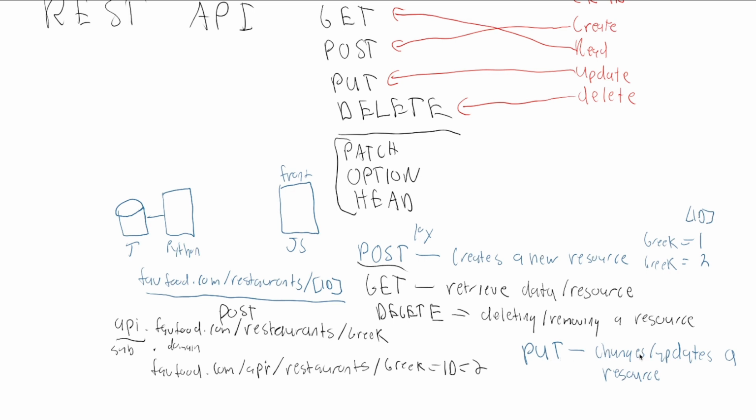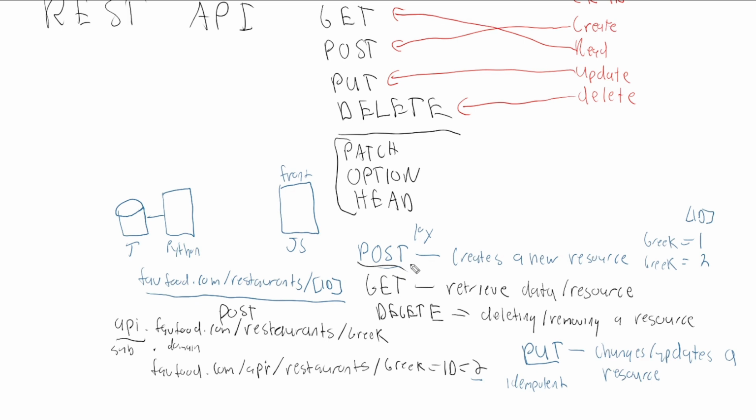But with put, it doesn't actually create new resources. We call this idempotent. I think that's what that means. I don't know how to say it correctly, but idempotent. What that means is that resource will never be created anew in the database. So if I'm sending a put request to this resource Greek and its ID is 2, and I'm making all sorts of changes to it, the changes will take, but in the database, we're not going to create new resources like we would with post.